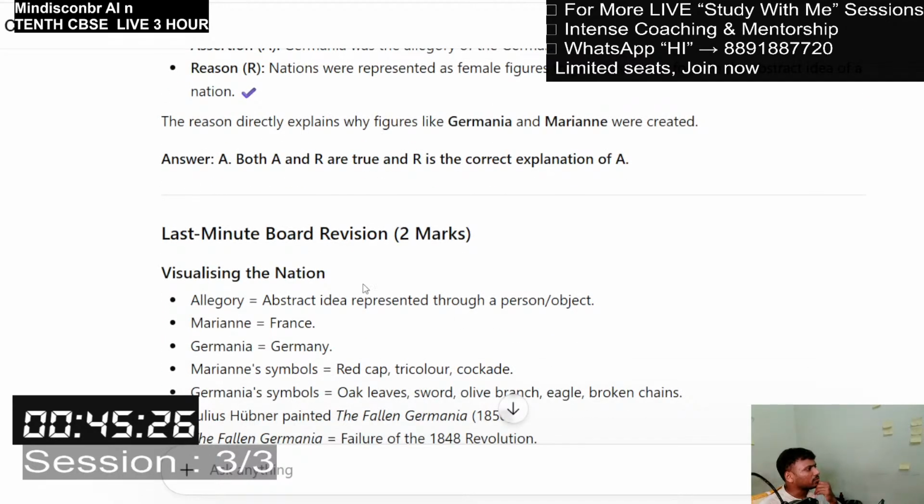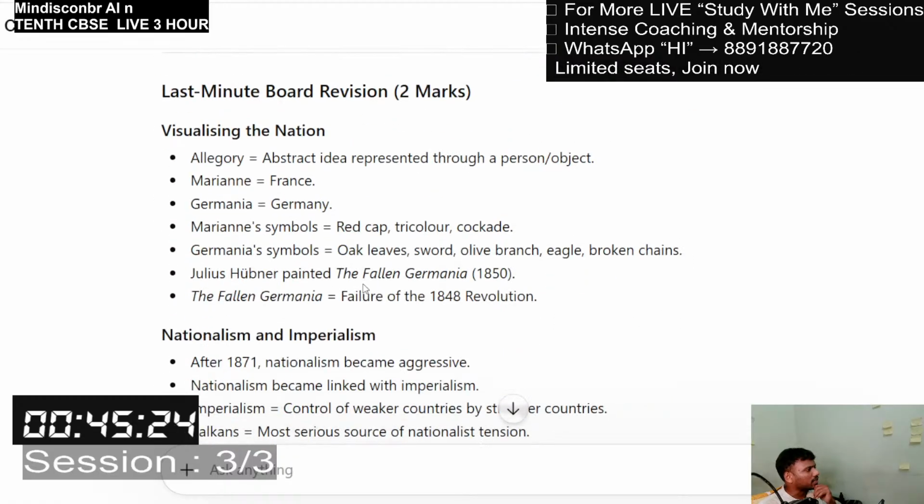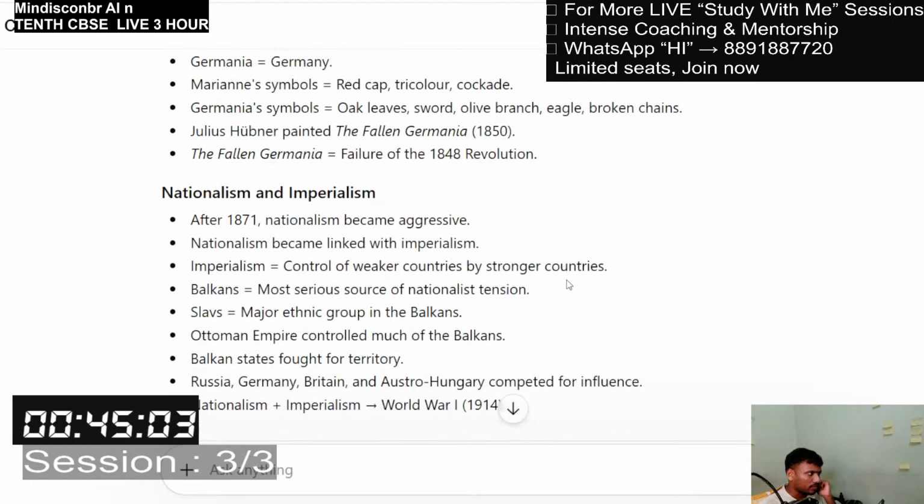Last minute board revision, visualizing the nation. Allegory: an abstract idea represented through a person or object. Marianne means France, Germania means Germany. Marianne's symbols: red cap, tricolor, cockade. Germania's symbols: oak leaves, sword, olive branch, eagle, broken chains. Julius Hubner painted the fallen Germania in 1850. The fallen Germania is the failure of the 1848 revolution.